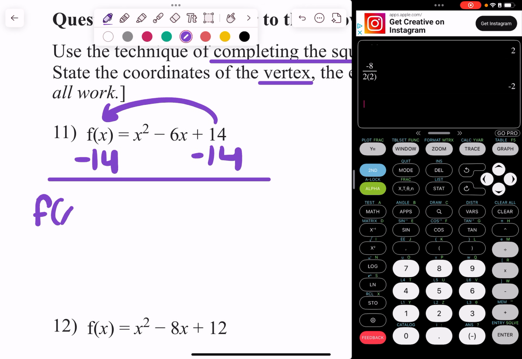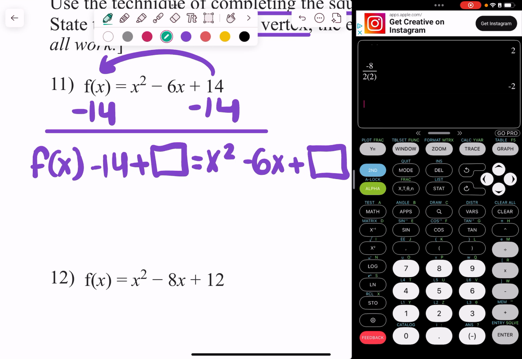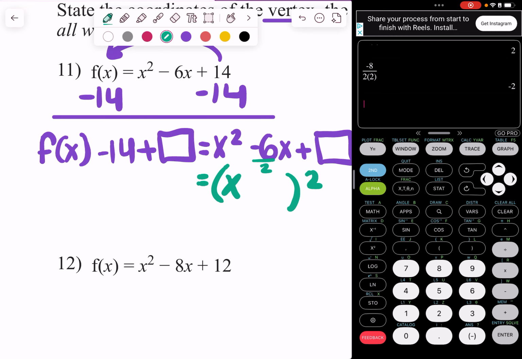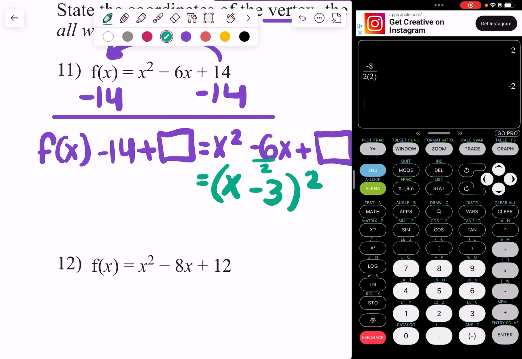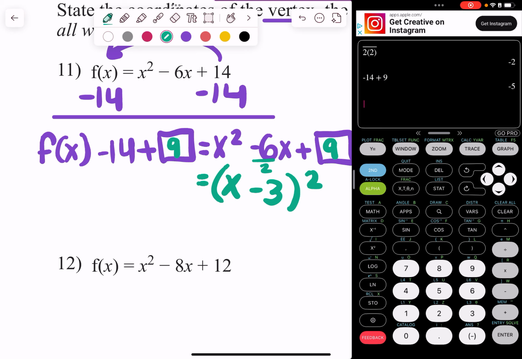So we are going to get f of x minus 14. Because we are completing the square, I'm going to put a square on both sides. And I end up with that. Then I am going to factor this right side by putting the parentheses, the x, and the squared. I then divide by 2. Negative 6 divided by 2 is negative 3. Then in parentheses, negative 3 squared is 9. Positive 9. It always has to be a positive. That's the number that's going to go inside the boxes. Leave the f of x alone, and negative 14 plus 9 is negative 5.